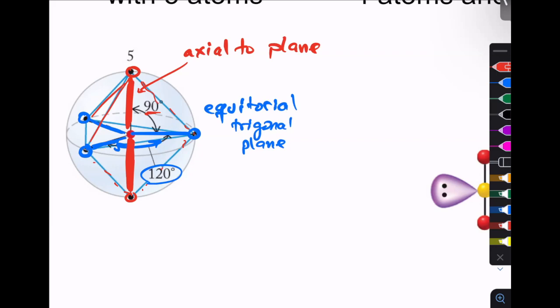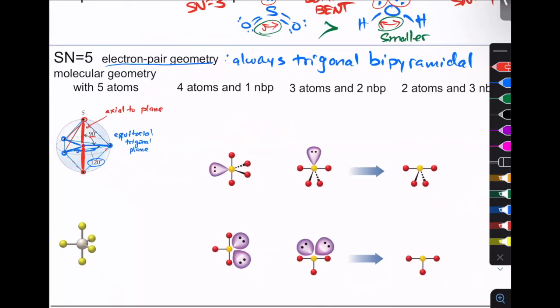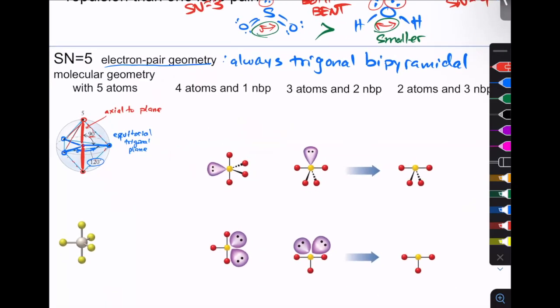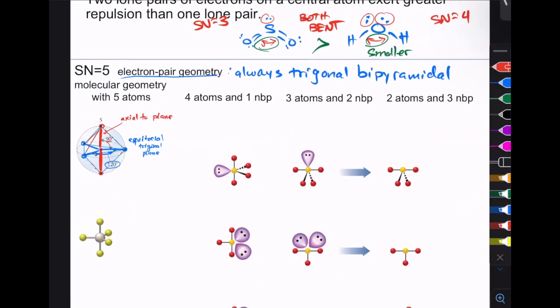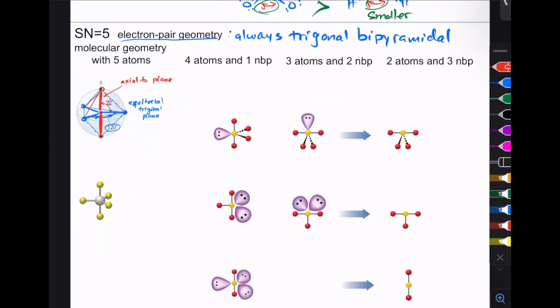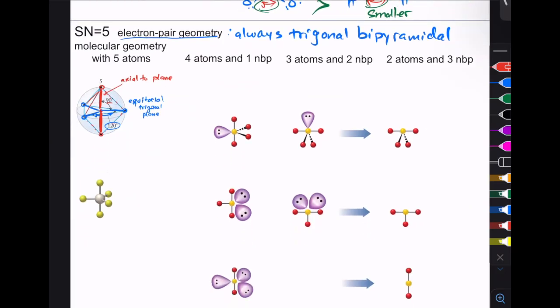And again, these are just the geometries that explain the observations. This is how they naturally will organize when you have 5 things, all with the same equal repulsive force. All right, so now you know where those 2 numbers, the 120 and the 90 degrees, come from. They all have the same base geometry for the electron pair geometry.